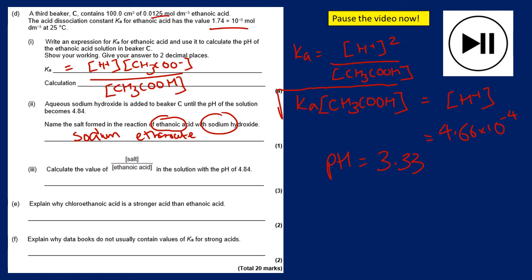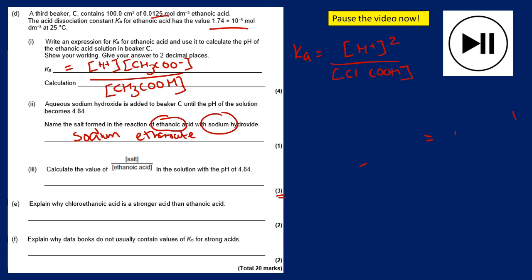Now, this is quite tricky. Calculate the ratio of the salt to the ethanoic acid. You might not even know where to start here, because they've been a bit awkward with the terminology. So let me just make some space on this slide here. Right, let me just go back to the expression for Ka. There we go. Well, this is the salt here. The salt is this oate. And we want salt over ethanoic acid.